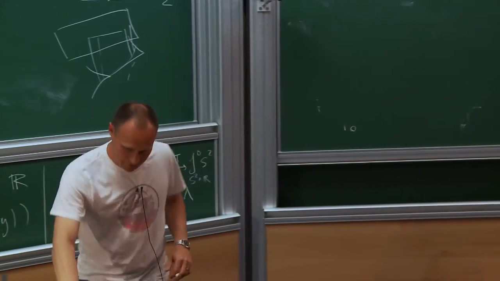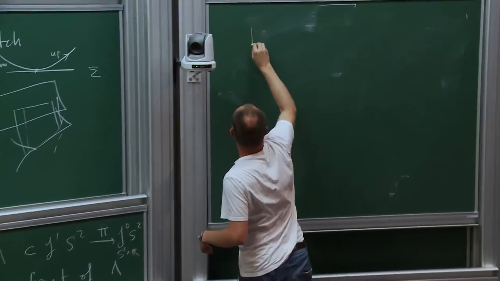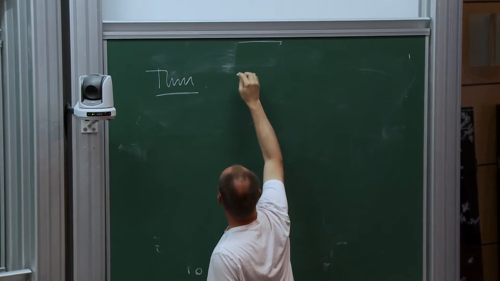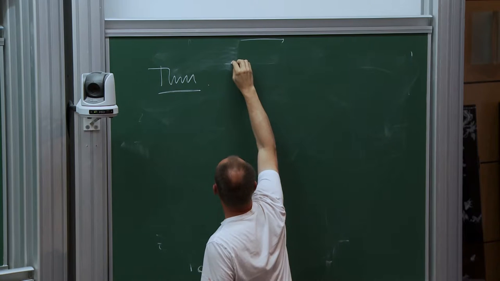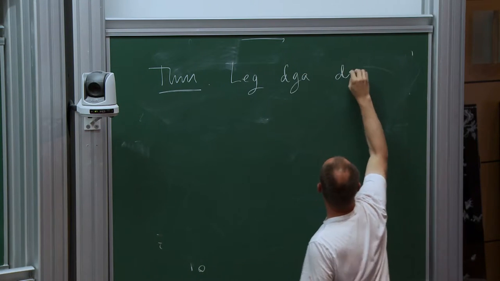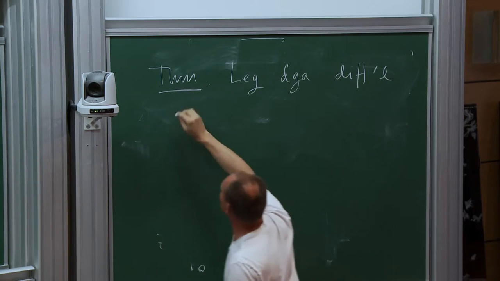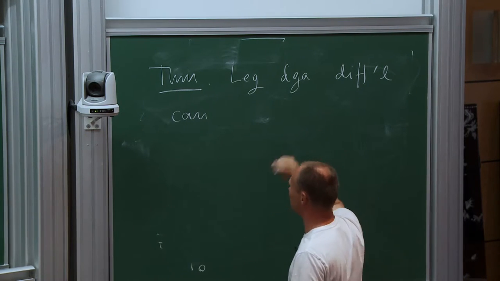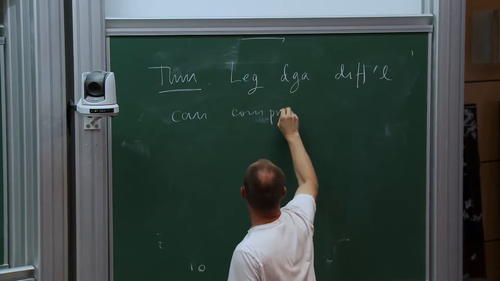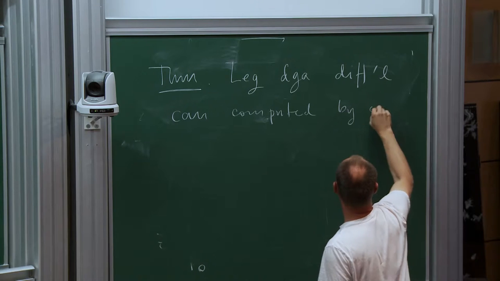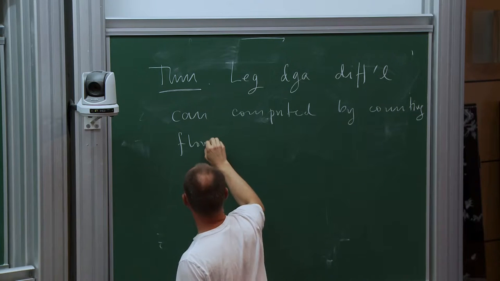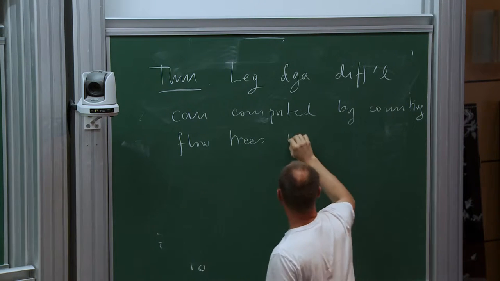So the main theorem in this business then is that the Legendrian DGA differential can be, so the theorem is actually stronger, but let me just state it like this now. So can be computed by counting flow trees instead of disks.